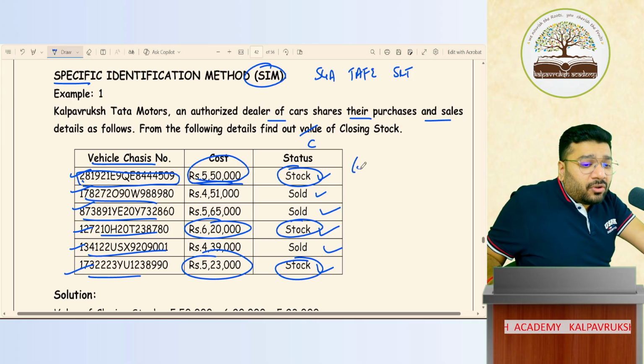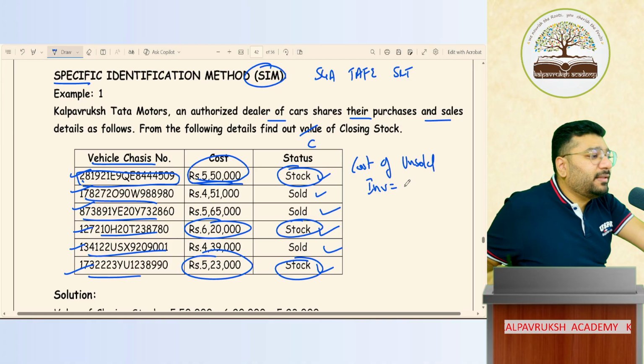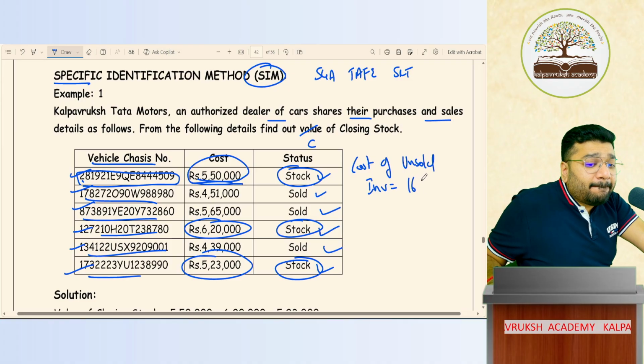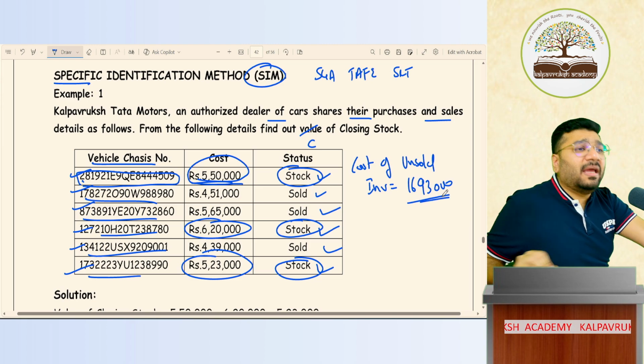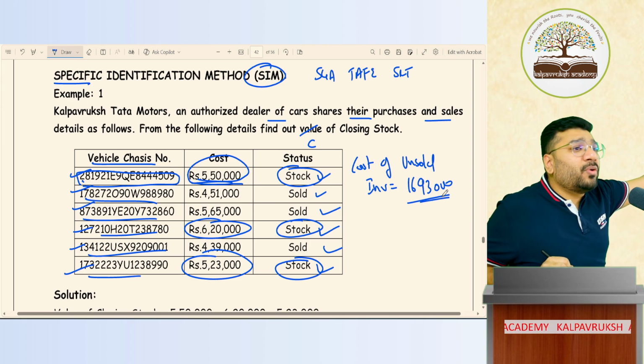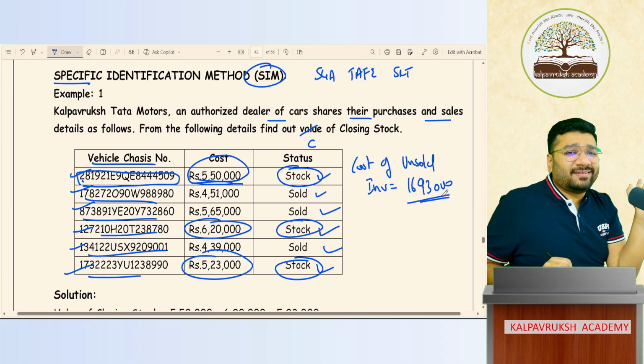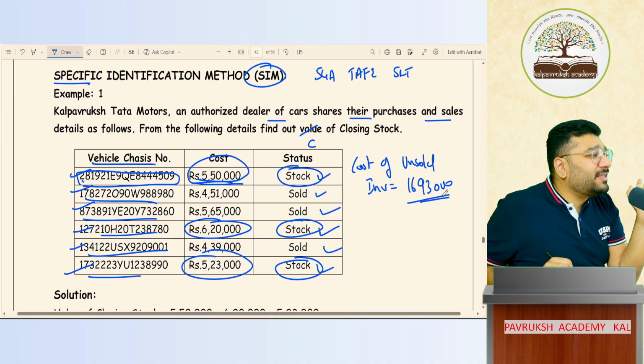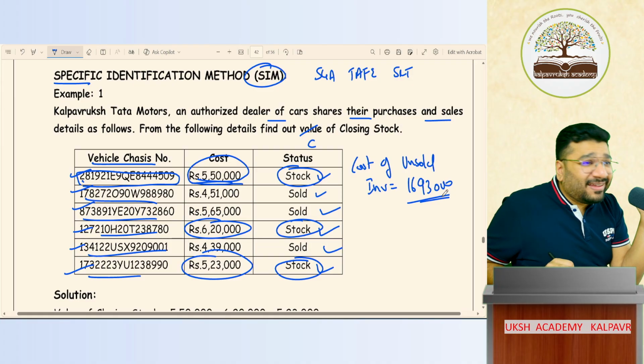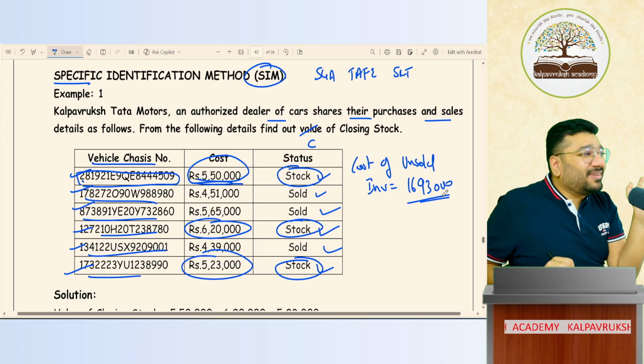So cost of unsold inventory is equal to how much now? 550 plus 620 plus 523. 16 lakh 93,000. Any big difficulty here? Now you understood why ICA is not given any question based on this. This is an Amul baby question, boss. Will such a question come in your ICA examination? If it comes, you will pass, won't you? Should we give it that easily?